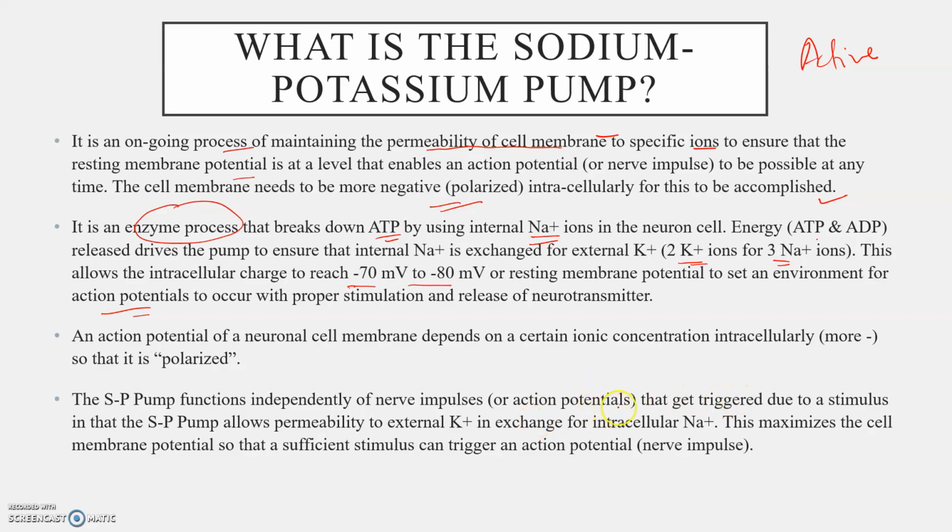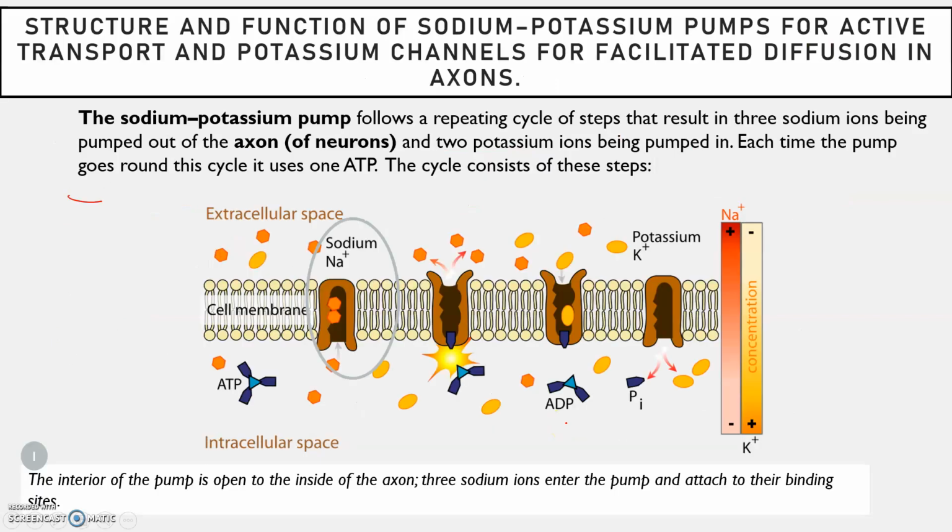Such action potentials or nerve impulses get triggered due to a stimulus. Now the sodium-potassium pump allows permeability to external potassium in exchange for intracellular sodium ions. This maximizes the cell potential so that a sufficient stimulus can trigger an action potential or a nerve impulse.